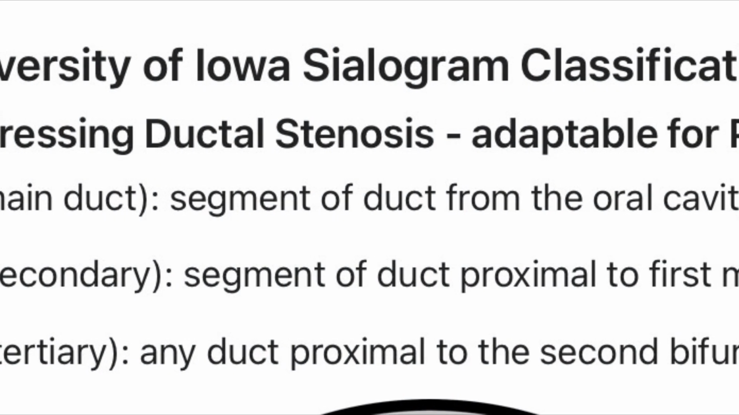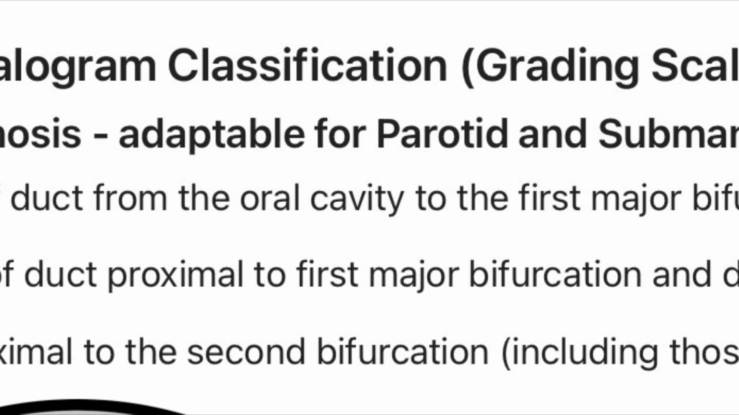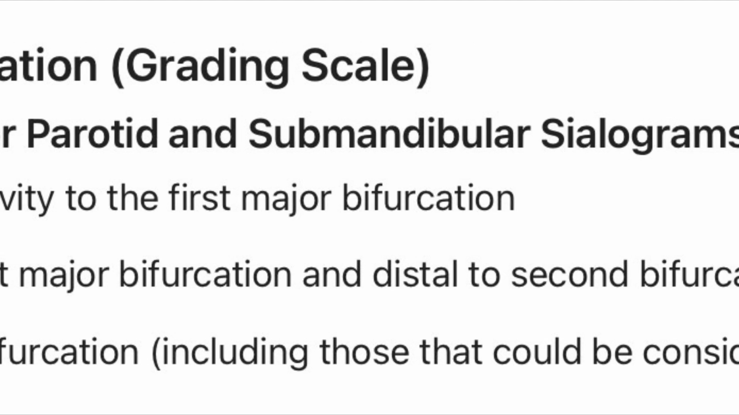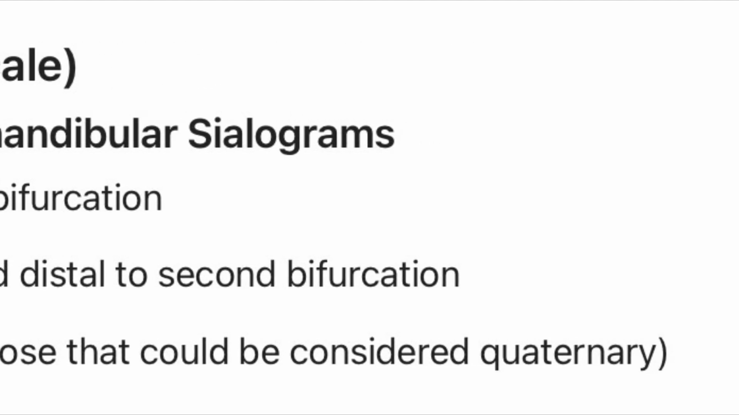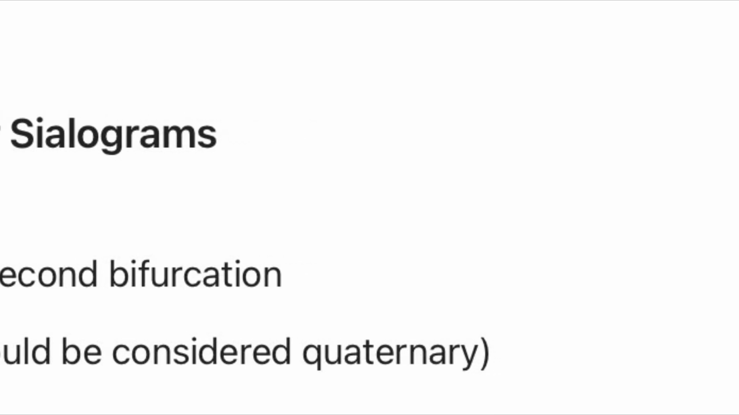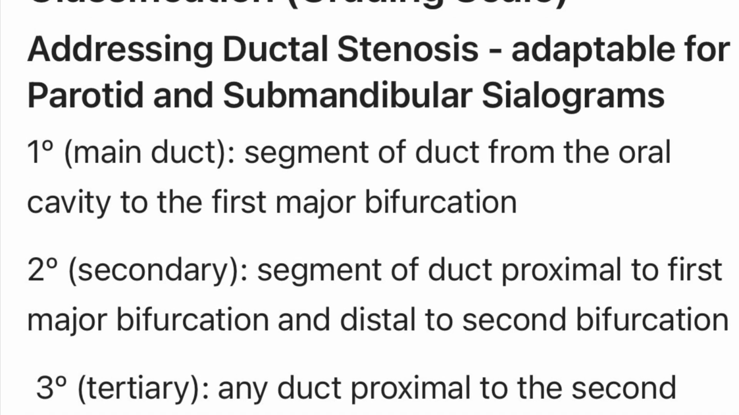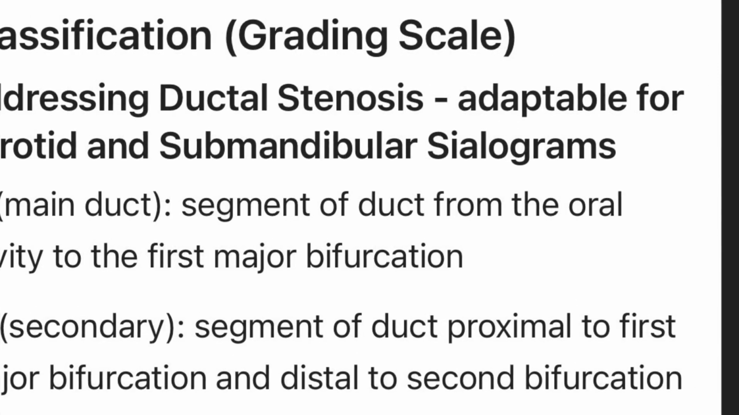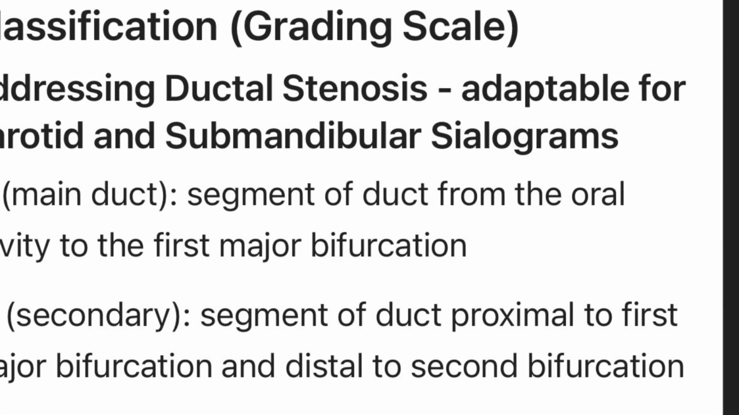The classification of salivary duct stenosis or stricture. According to the University of Iowa sialogram classification, or you can say grading scale, there are three types. First degree means main duct obstruction. Main duct means primary duct obstruction. It is from the proximal segment of the duct to the oral cavity, meaning the major bifurcation is obstructed.